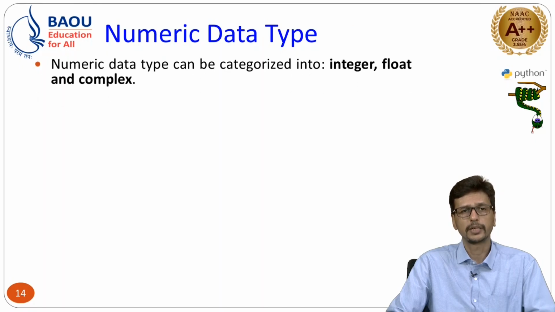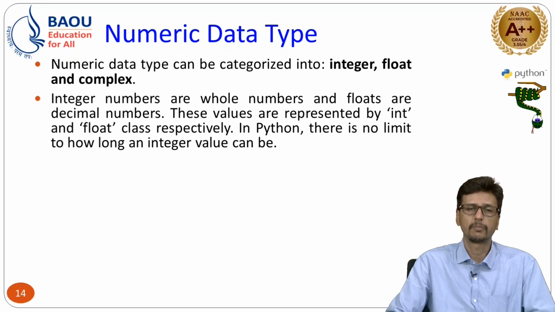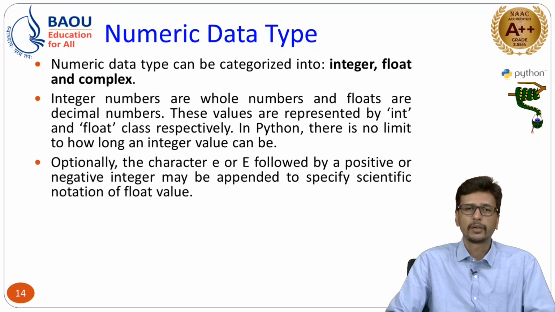Next is the numeric data type. As we have already discussed, the numeric data type is classified into integer, float, or complex. Suppose you are using the integer data type. In that case the return type of the type function is int, because the integer type resides under the class int. Now suppose you are using a float value. If you use the type function, you will get the class float.